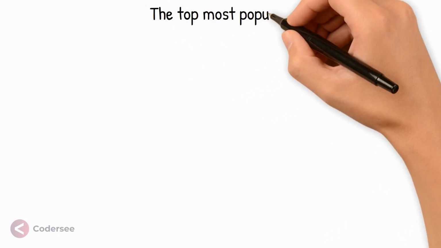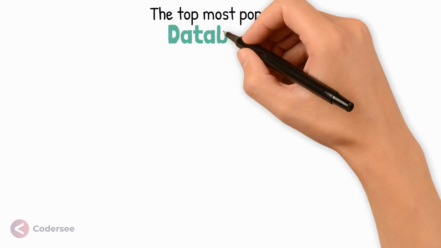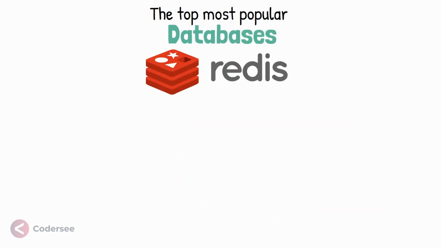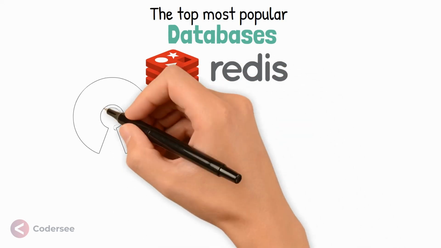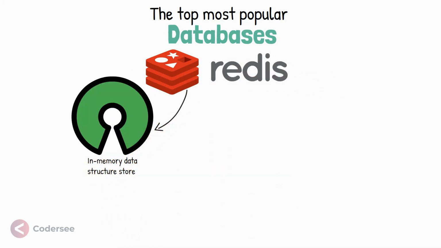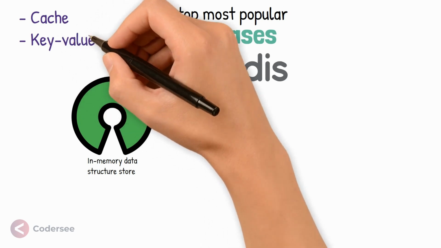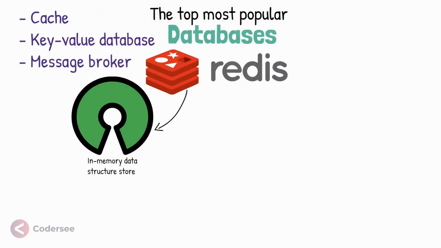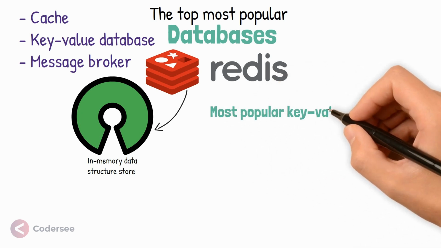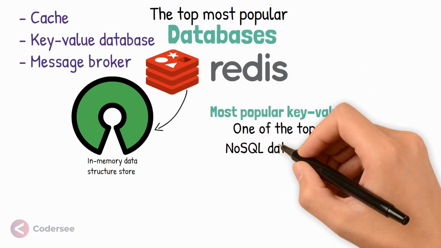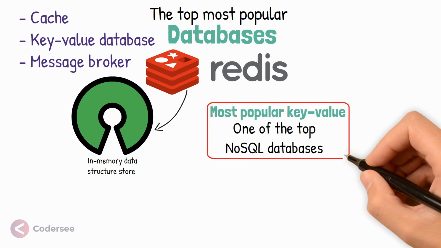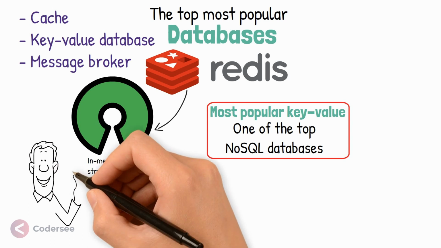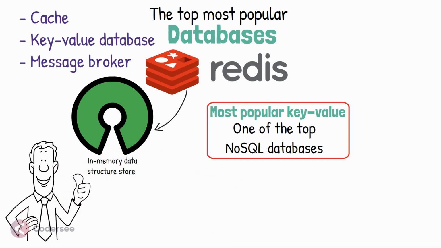As the first article in a series explaining the top most popular databases, let's take a closer look at the Redis database. Redis is an open source in-memory data structure store widely used as a cache, key-value database, and message broker. Moreover, it is oftentimes ranked as the most popular key-value and one of the top NoSQL databases. Before we dive into the Redis database details, let's take a minute to learn more about its history.